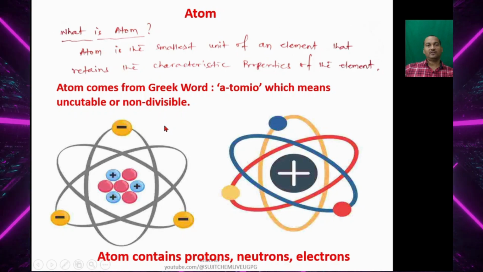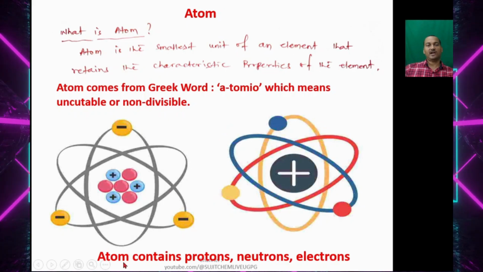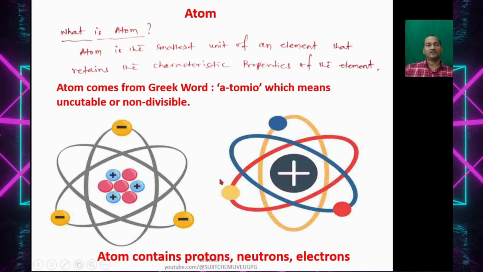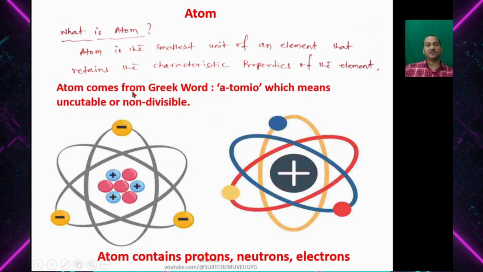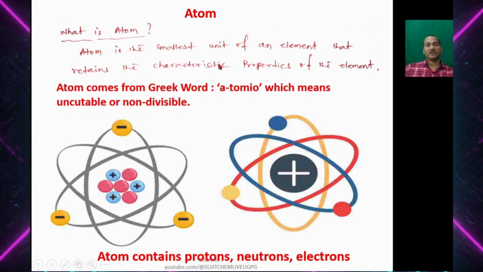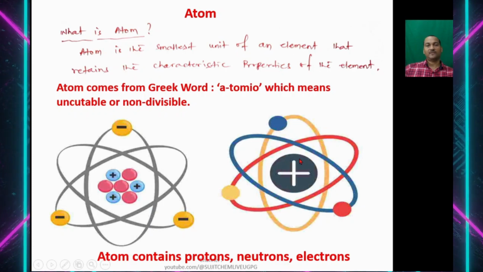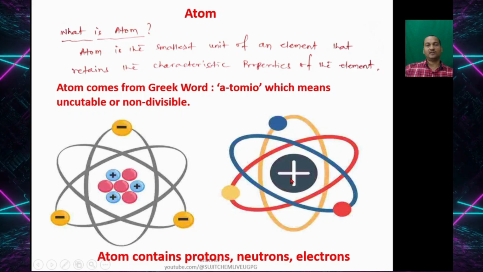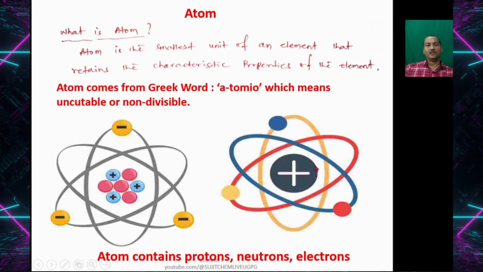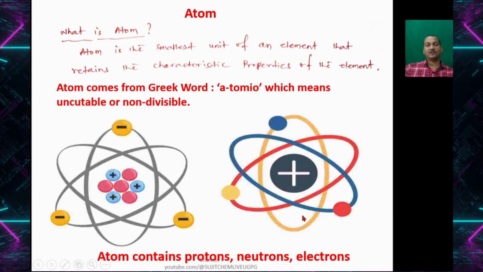But later on the scientists did some experiments, and they found that the atom contains fundamental particles, that is protons, neutrons and electrons. As you can see, the atom is a tiny particle that we cannot see with the naked eye, so we have to imagine how the atom looks. The atom has a center called the nucleus, which contains proton and neutron, and it is positively charged, and the electrons are revolving around the nucleus in circular orbits, that is circular paths.